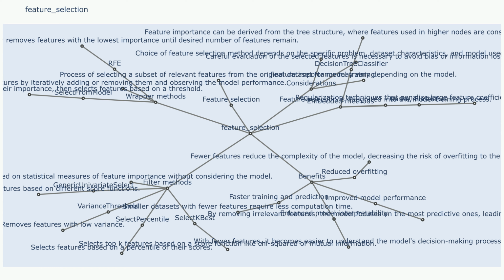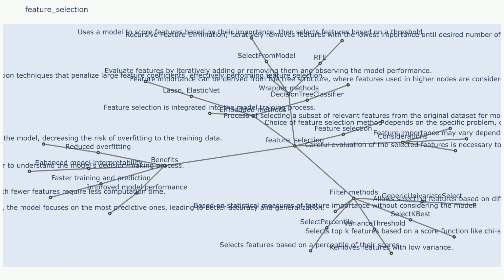Select top 5 features using chi-squared test. selector = SelectKBest(chi2, k=5). X_train_selected = selector.fit_transform(X_train, y_train). X_test_selected = selector.transform(X_test). Train a logistic regression model. model = LogisticRegression(). model.fit(X_train_selected, y_train). Evaluate the model's performance. score = model.score(X_test_selected, y_test). print(f"Accuracy: {score}").